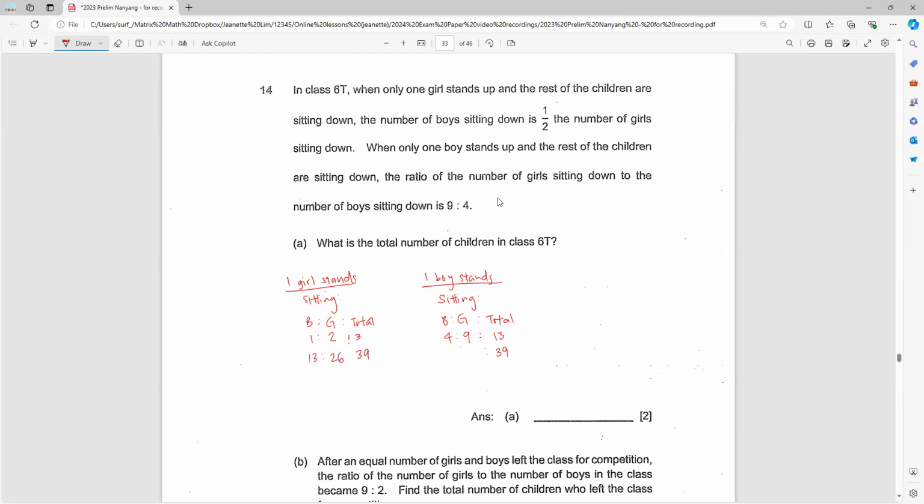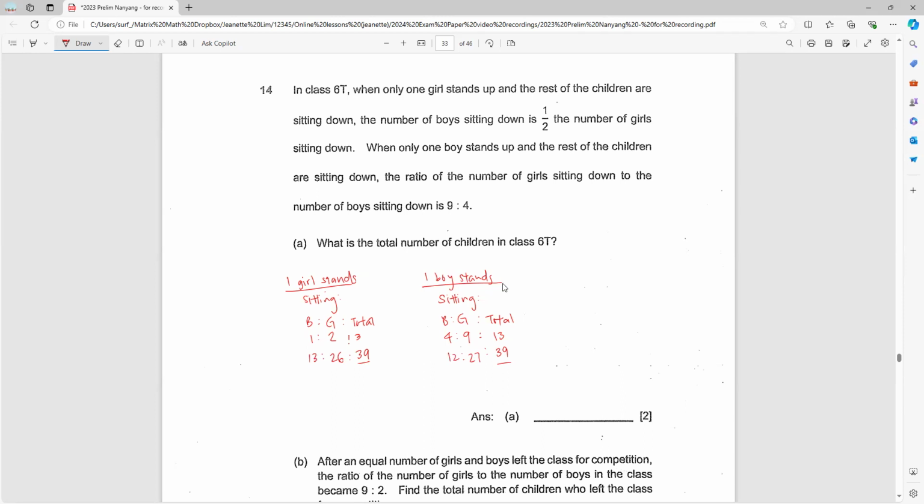So 13, 26, 39. And then this is times 3, which is 12, 27, 39. Now compare the number of girls and the number of boys in the first scenario and the second scenario. How come there are more boys in the first one? Because in the second one, one of them is standing.